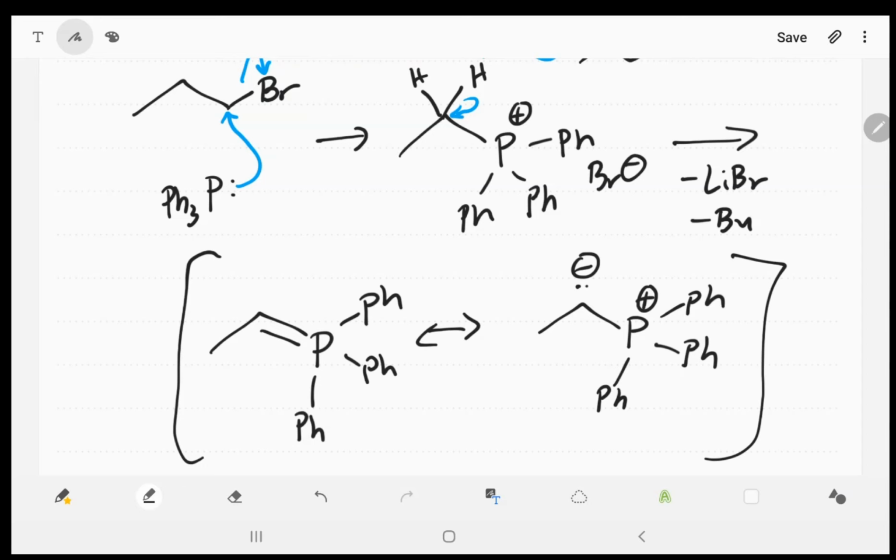So you'll make your product. Actually, I've lost a carbon, didn't I? Whoops. Why did nobody tell me? Ta-da! 3 carbons. Yes. Alright, so pretty standard process.